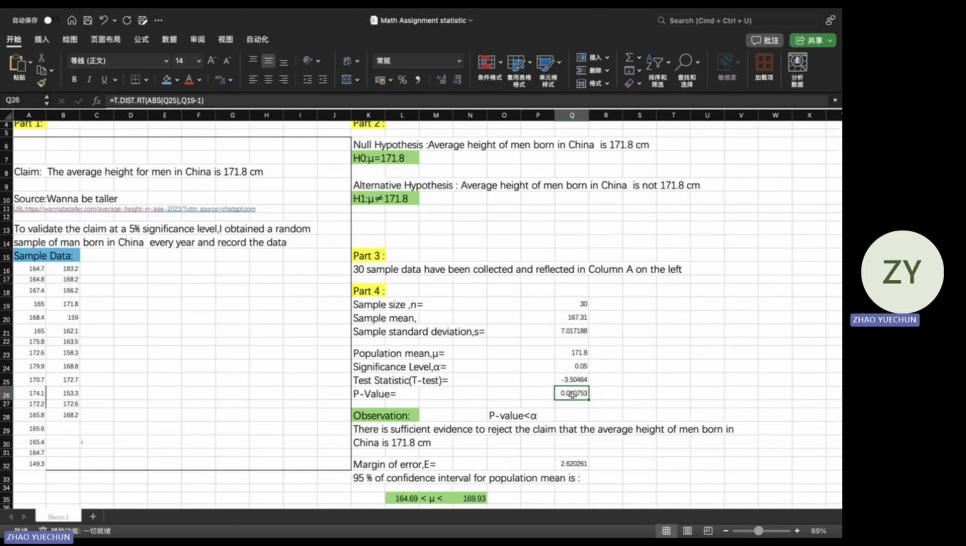The margin of error refers to the amount of uncertainty or variability in this estimate. We use this code to calculate that. And finally, the 95% confidence interval for the population mean is here. We use the sample mean, adding and subtracting the margin of error, to get the range.